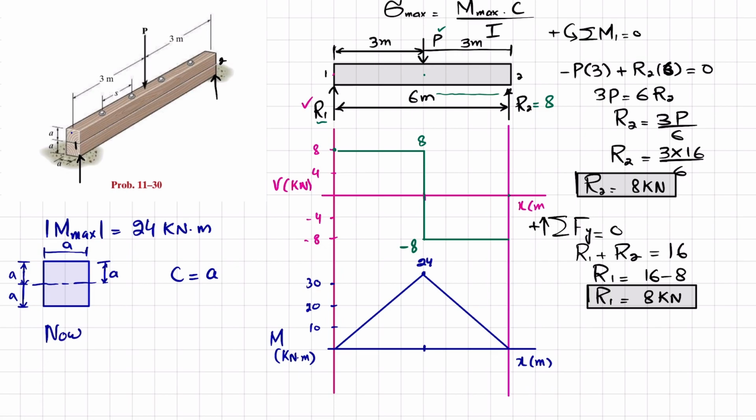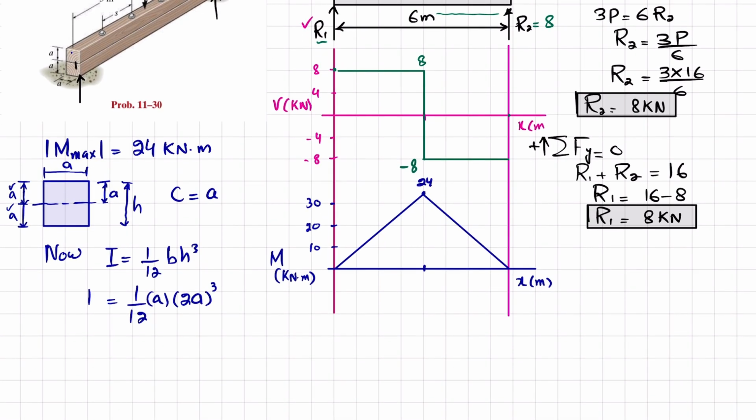Now what about I? So we will calculate I, and we know that I is equal to 1 over 12 BH cube. So 1 over 12, B is A and H is 2A. Total height is H, which is equal to 2A, A plus A. So 2A cube. So this will be I. Now if you calculate this, I comes out to be 0.6667 A4. Okay. Now you have all the values.